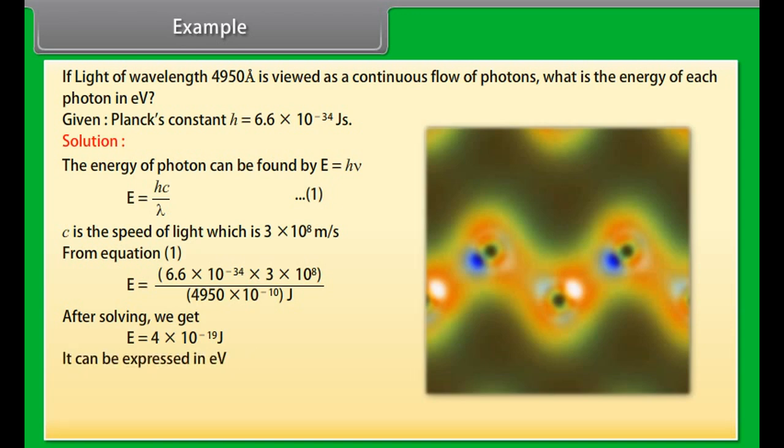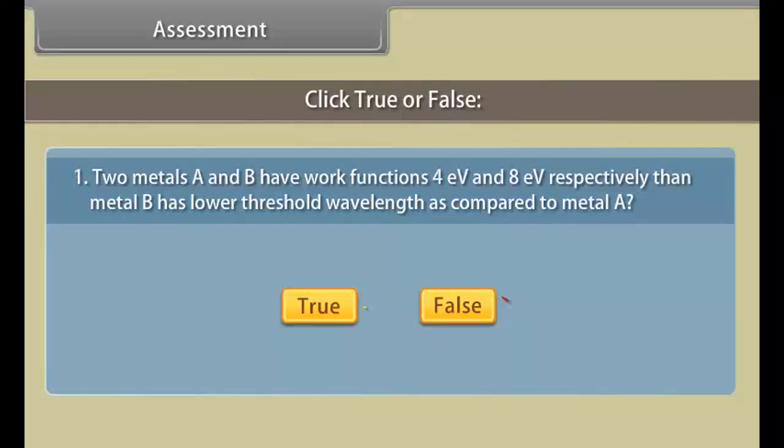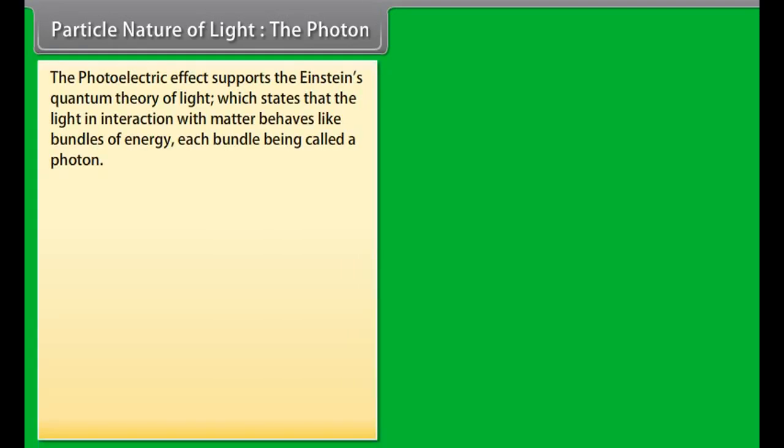It can be expressed in eV: E as 4 × 10^-19 by 1.6 × 10^-19 eV. E is equal to 2.5 eV. Particle nature of light, the photon. The photoelectric effect supports Einstein's quantum theory of light, which states that light in interaction with matter behaves like bundles of energy, each bundle being called a photon.